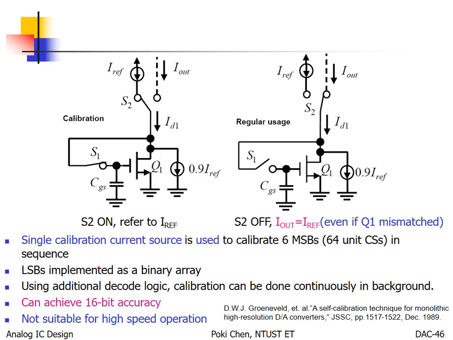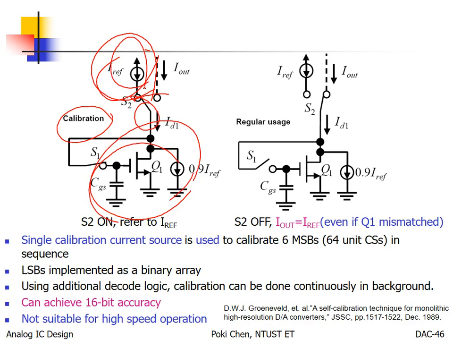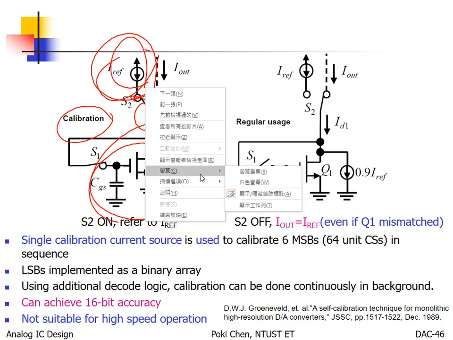For calibration, each of the unit current sources needs to be connected to your iReference. So if you are NMOS, the reference current needs to be PMOS. On the contrary too. So during calibration, you just close the switch to make yourself exactly the same as the iReference. But why? How? Allow me to tell you this.